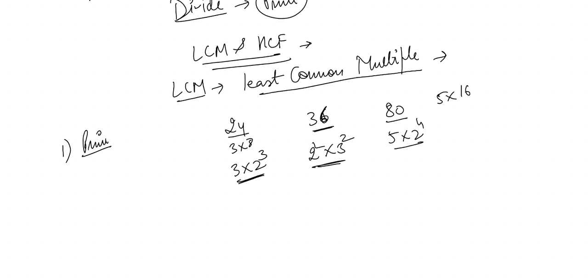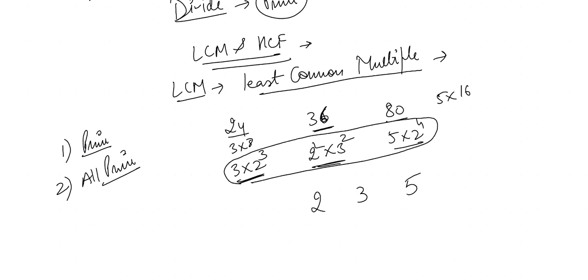Second step, take all the prime factors. Take means write them at one place, 2, 3, and 5. These are the only prime factors that we have in these numbers. And third step, take their highest power.